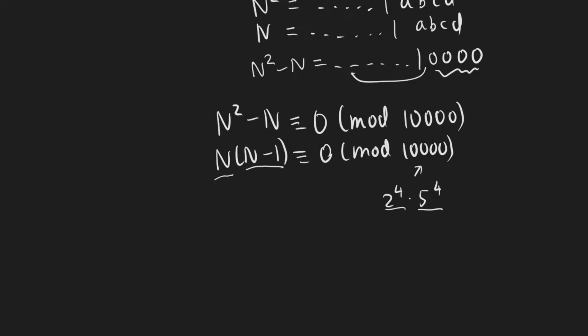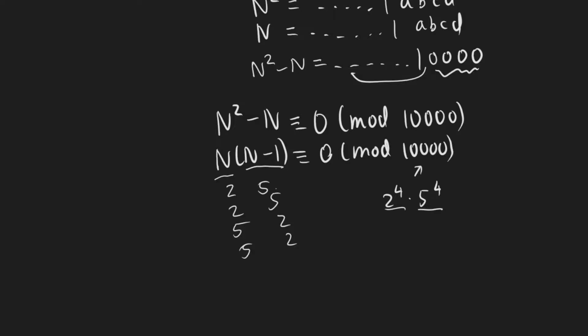So we can write 10,000 as 2 to the 4th times 5 to the 4th, and these factors must appear in the product n times n minus 1 in some form. So we might have some 2's over here, and some 5's over here, and we end up with 4 of these in total, 4 2's and 4 5's in the factors.